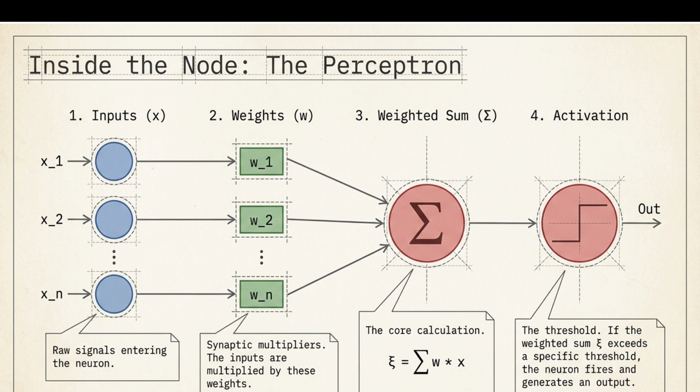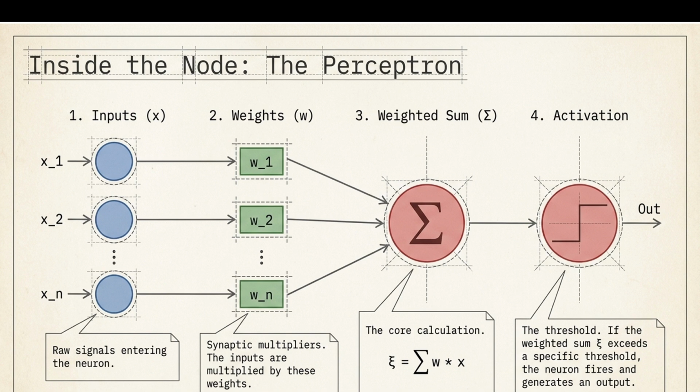So this is step by step. First of all, we input, and this input is simply multiplied with our weight, and then we sum the weights. Suppose the input is x and the weight is w. We multiply and then take the summation. After that, we apply the activation threshold. If the weighted sum exceeds the specific threshold, then the neuron fires and generates an output.